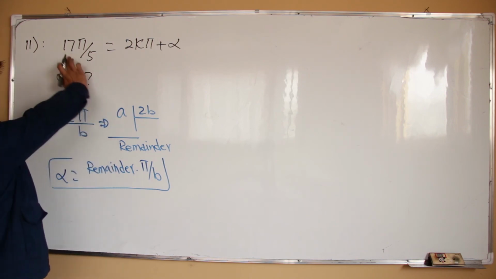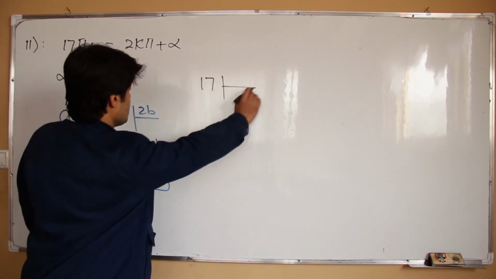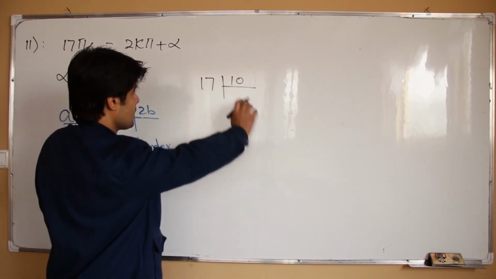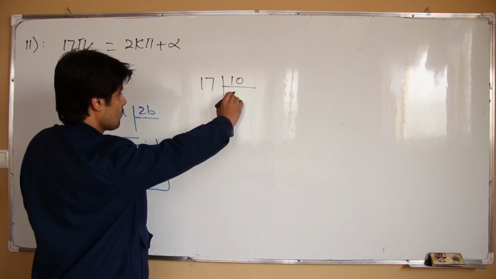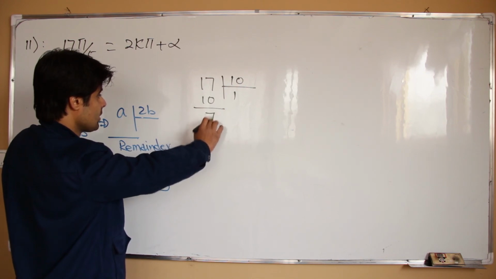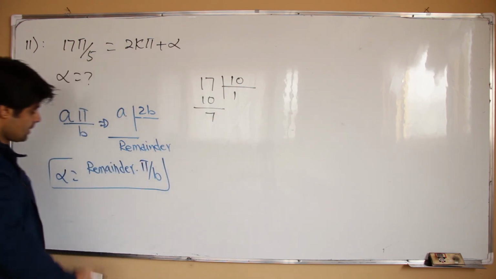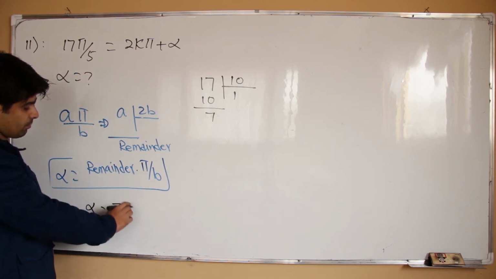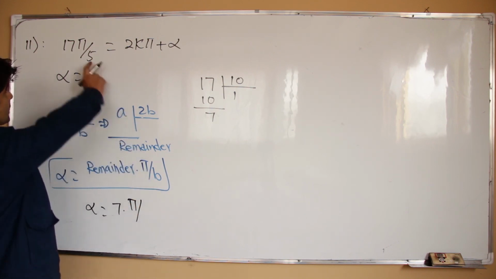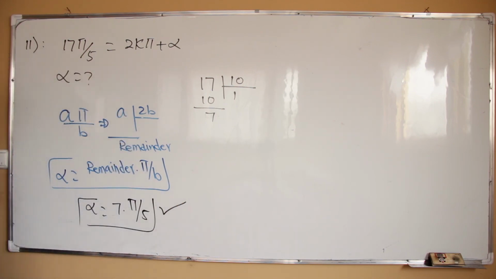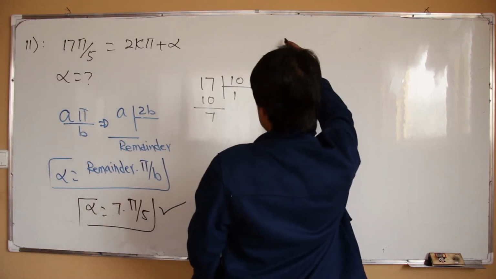Now in the positive case, this 17 should be divided by 2 times b. What is b? 5. 2 times 5 is 10. Now how many times? I think 1. 1 times 10 is 10. Now what is the remainder? 7. Now your answer is alpha equals remainder 7 times pi divided by b. What is b? 5. This is your answer.